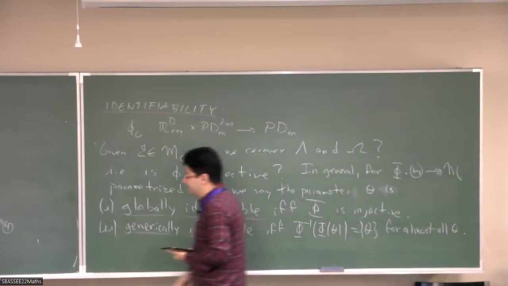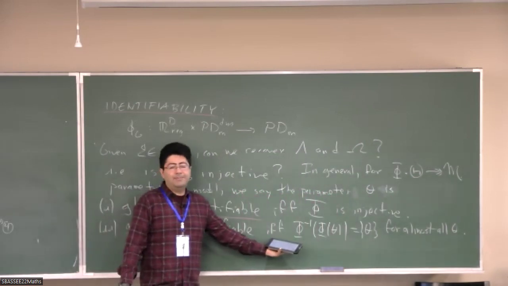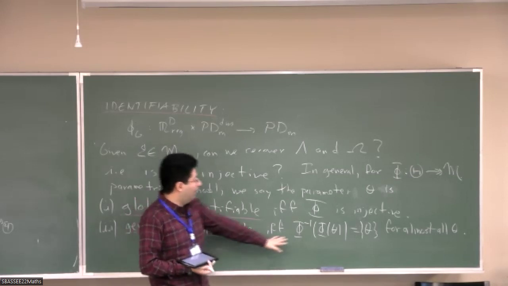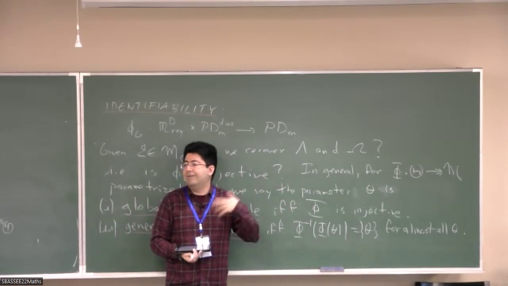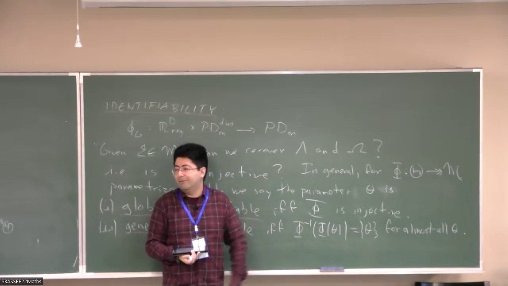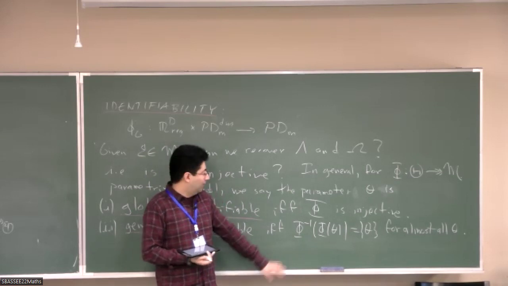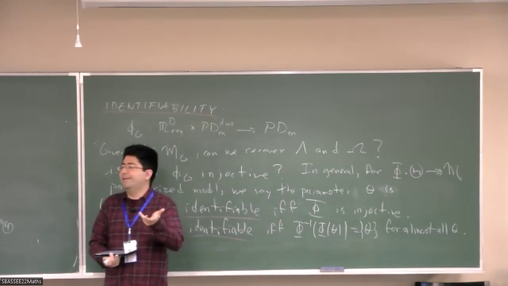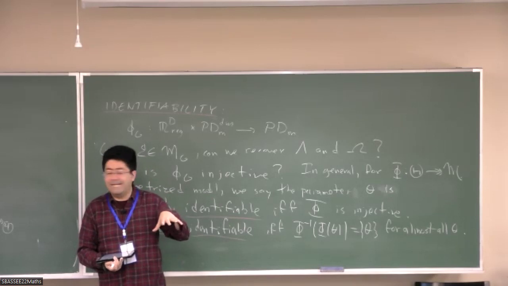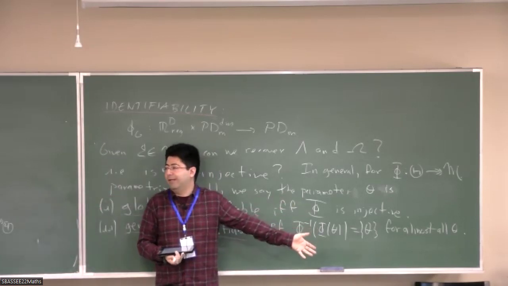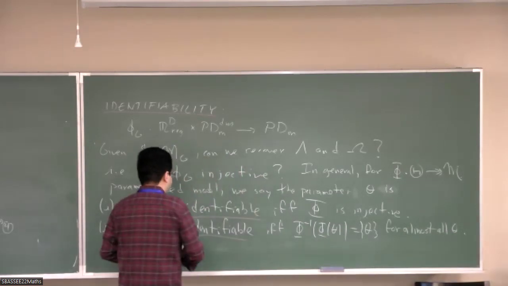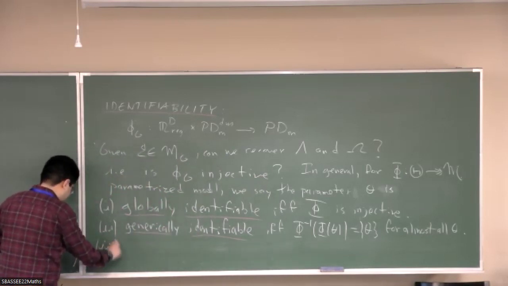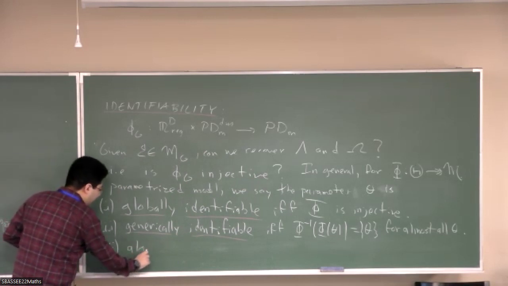What do I mean by almost all? Are you seeing the concept of generic in algebraic geometry? When you say that something holds generically, usually you mean it holds on a non-empty Zariski open set. This is what we mean here. I say almost all because if I were to put some probability measure on this space of thetas, then this will happen with probability 1 if I choose one randomly. So there may be some lower dimensional subset where this map is not injective, but normally it is. And finally, algebraically identifiable.